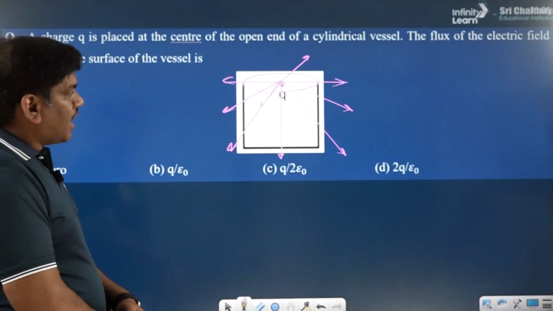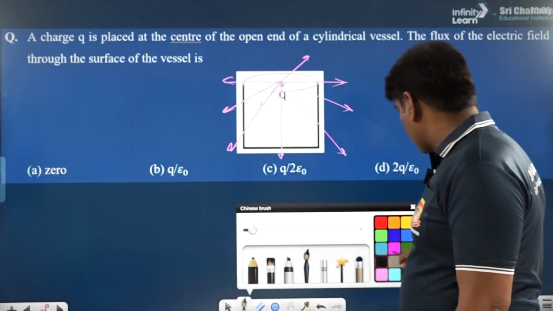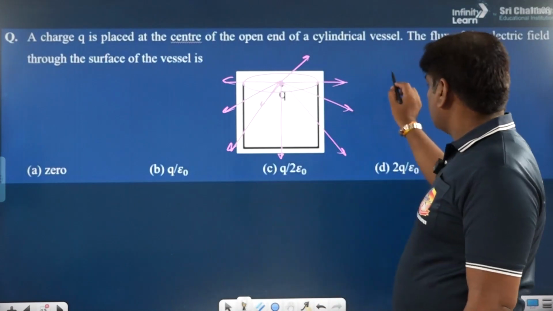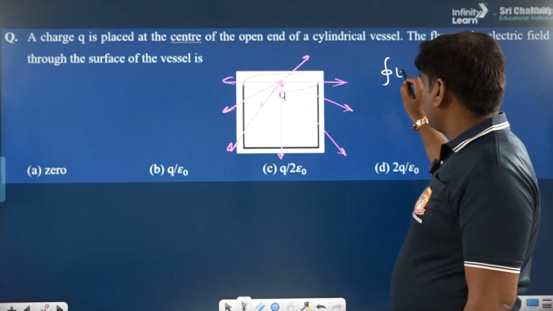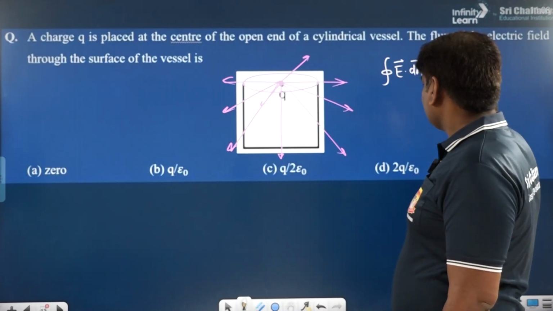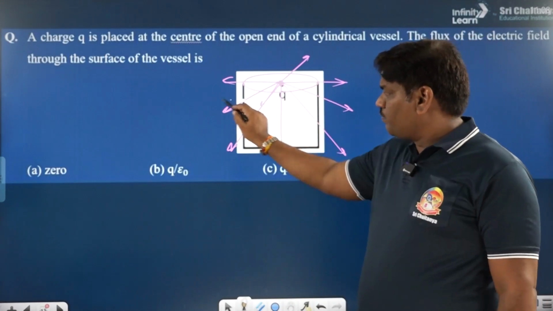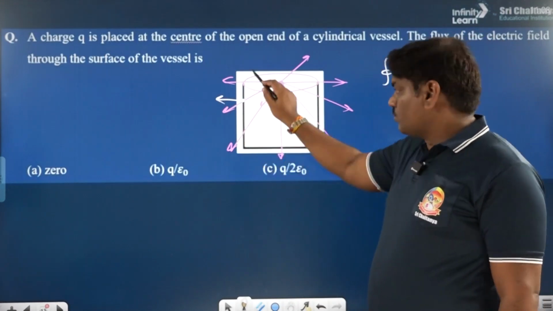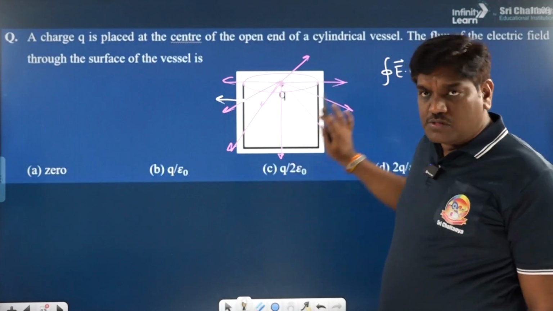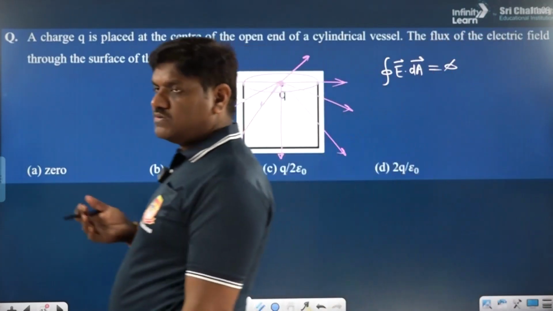vessel. Now if you say, sir, we have the formula, and by that formula, which is integration of E dot dA, we can find out this flux. Then it is quite complex. Why? Because at every point E is different, every point dA is different. So mathematically, we are not going to solve it by using the integration. We will again solve this by logic.